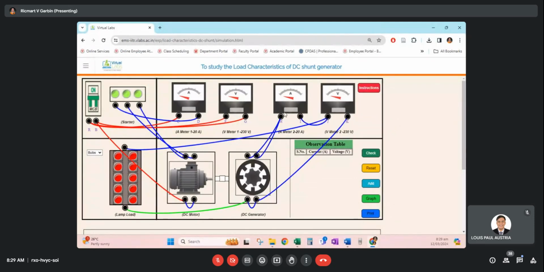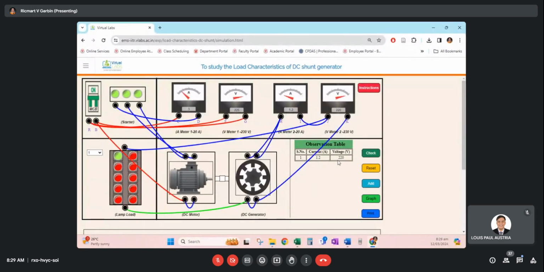Kung makikita nyo dito, meron na tayo niyan. Tapos, itong valve, pwede nyo siyang i-click. Isang valve lang. So, di ba, nag-open tayo ng valve. Makikita natin dito, sa observation table, pwede tayong mag-add. So, may current tayong ma-detect, yung 1.2, A R, sa current ng generator, kasi A R yung nakakonekta sa generator.